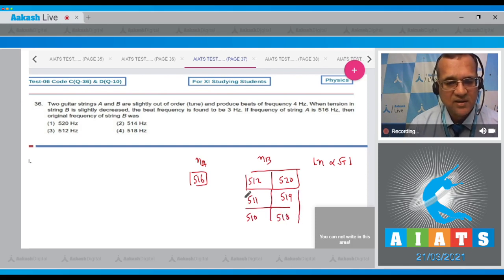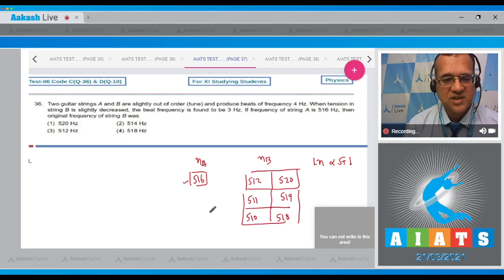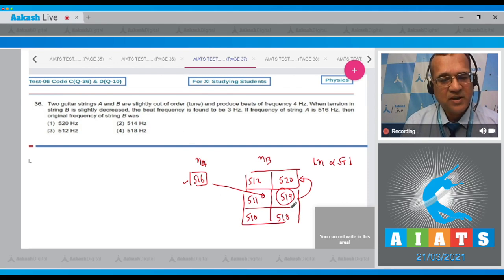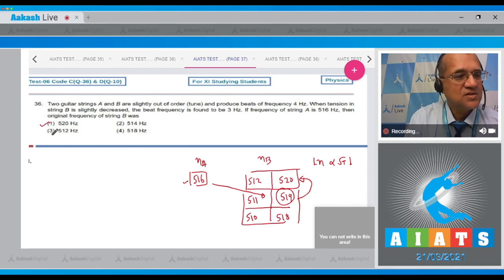Now when sounded with A, which is fixed, you get 3 beats. That means now it has a frequency of 519, and prior to the tension being reduced, the frequency was 520 Hz. Therefore, the original frequency of B was 520 Hz, and when you reduce the tension it goes to 519. With 516, you're getting 3 beats. So the correct option is option number 1.